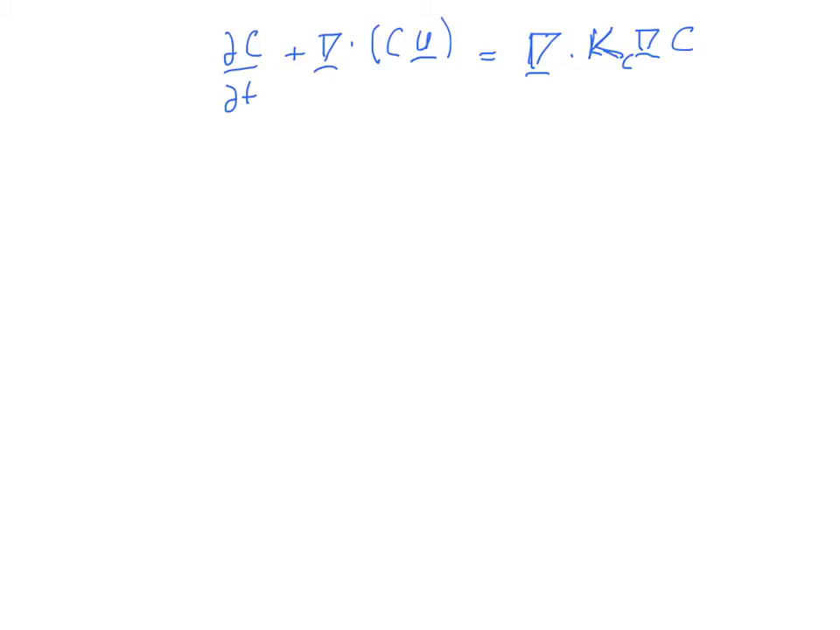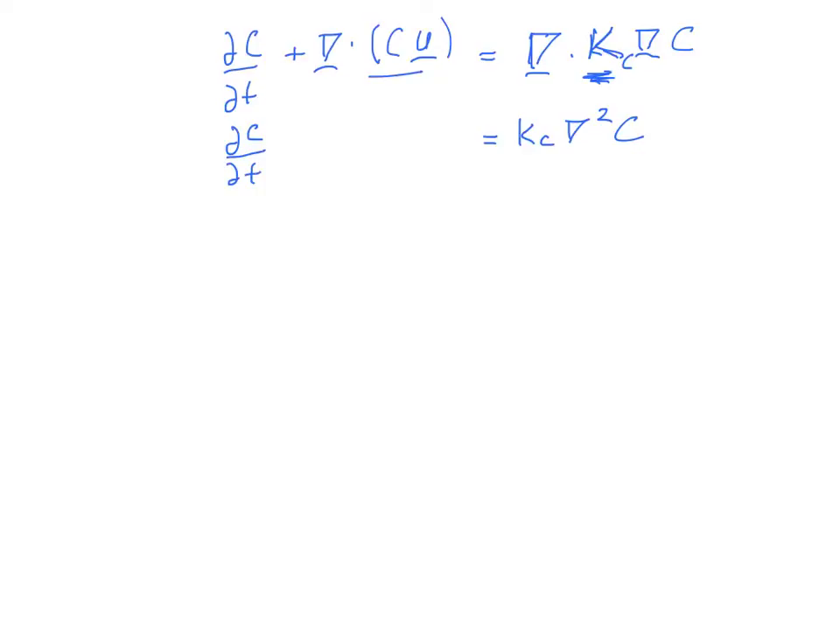For here I'm going to make a couple of simplifications. The first one is I'm going to assume that this kappa here is constant, and so the right hand side becomes kappa times grad squared of c. So this is just a Laplacian on the right hand side, which will be familiar to you if you've done heat conduction before.